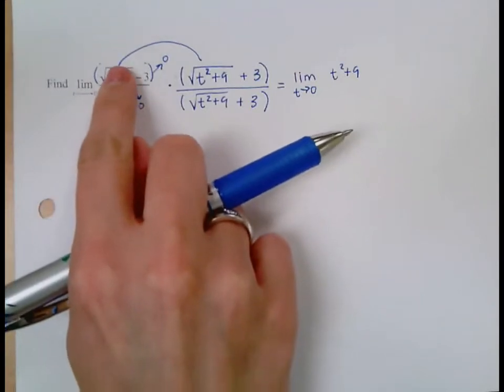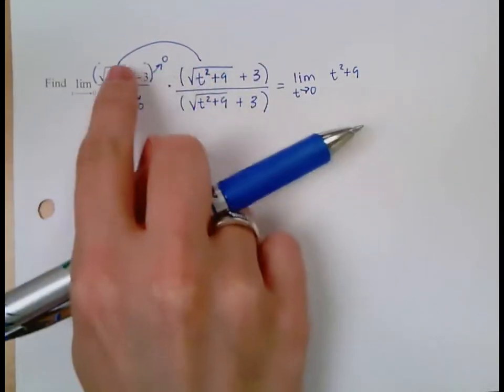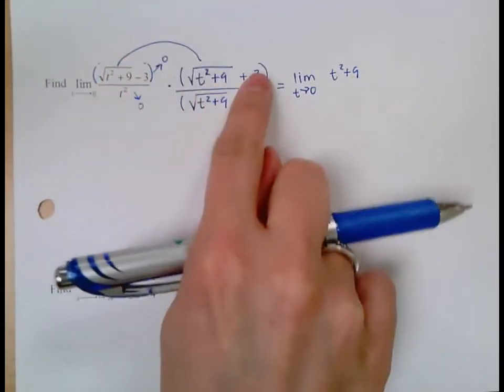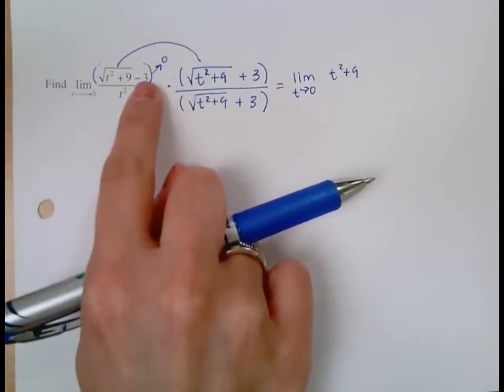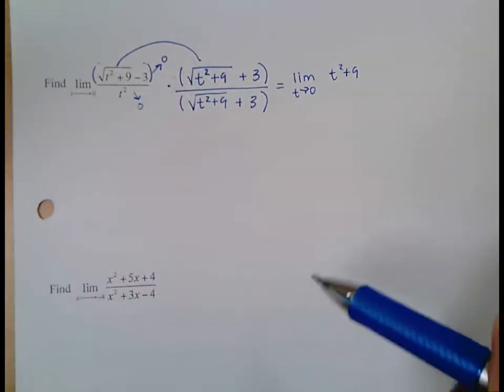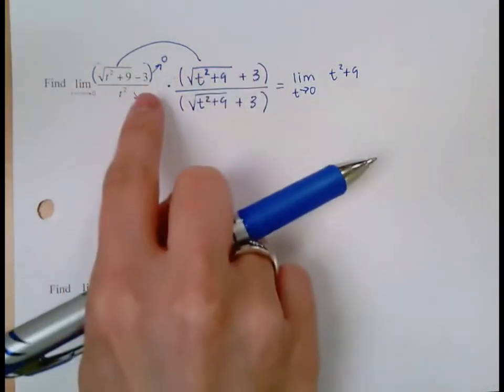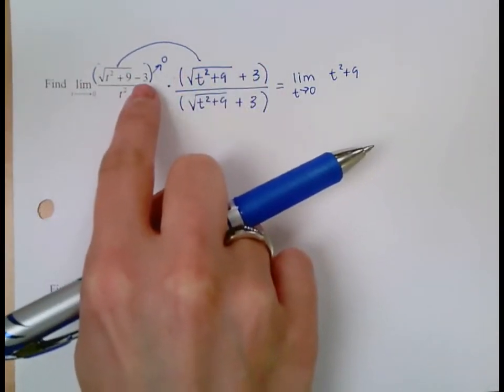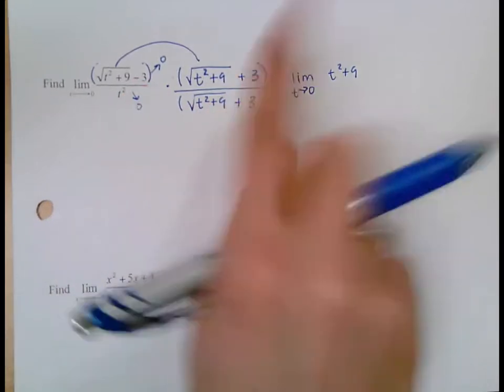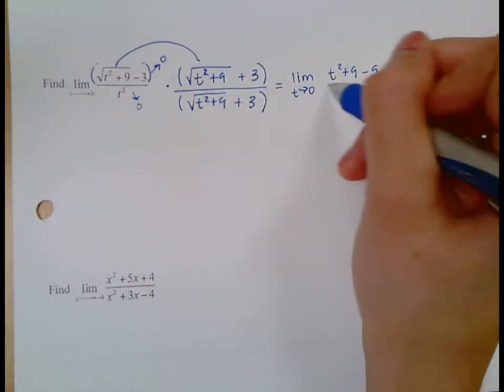And then when I multiply the outer terms and the inner terms, I'm multiplying the square root by positive 3 and then by negative 3. Those just cancel out, which is why we're multiplying by the conjugate. It's canceling out all of the square roots on the top. And then I multiply negative 3 and positive 3, and that's negative 9.